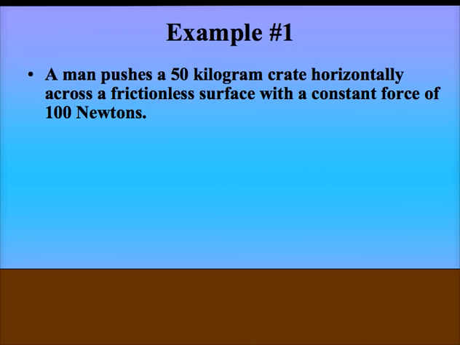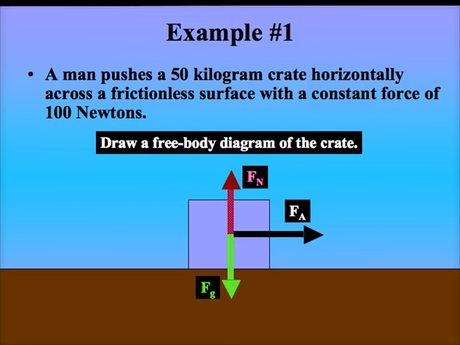Okay, so let's do an example problem. Here's a man pushing a 50 kilogram crate horizontally across a frictionless surface with a constant force of 100 newtons. Let's draw a free body diagram to start, not to be confused with fire-breathing dragons. Okay, there's our free body diagram. The crate has the weight acting down, the normal acting up, and the applied force, in this case F sub A, to the right.